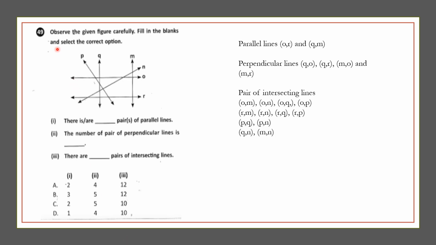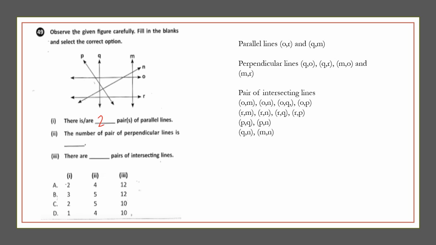Question number 49. Observe the given figure carefully, fill in the blanks and select the correct option. So first is there are blank pairs of parallel lines. So we can see Q and M are parallel and O and R are parallel. So there are two pairs of parallel lines. So let's write down here 2.